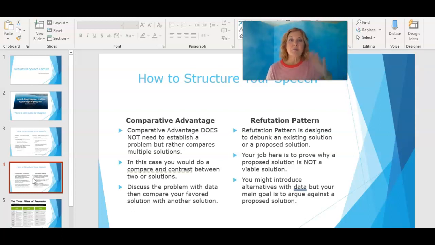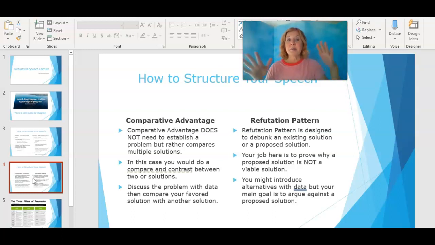Monroe's motivated sequence and problem solution are the two I get the most. And then every once in a while I get some comparative advantage. Any of them are great. I love them all. They're so interesting. What you need to decide is, based on your topic, which of these outlines, which pattern supports your argument the best. Are you going to ask us to go do something? Is there a sense of urgency? Then you're going to want to choose Monroe's motivated sequence. Do you think it's a problem that we aren't taking seriously, or we don't know what it has to do with us? Problem solution gets the call.